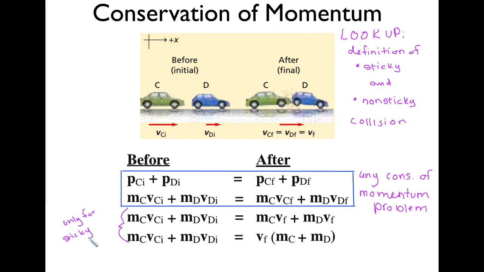Now, a sticky collision is one when the two objects start together and then when they end, they're stuck together and they go on together. And so you can tell this one is for a sticky collision because the final velocity of both is the same. So you can use this part for a sticky collision, but this part, the top part, you can use for anything. A non-sticky collision is when they hit each other and then they go off separately.